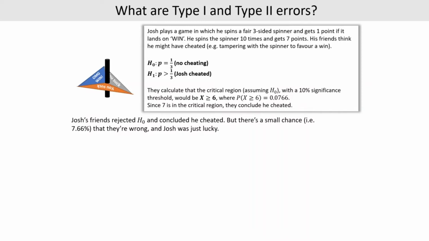Okay, so in a hypothesis test, as usual, we can calculate the critical region. The critical region has been calculated with a 10% significance level, and the critical region is x is greater than or equal to 6. So we will be suspicious if there are 6 or more wins for Josh. He won 7 times. 7 is in the critical region. We're suspicious that he's cheated, and we conclude our hypothesis test by saying there's enough evidence that P is greater than 1/3, which in turn means we think Josh has cheated.